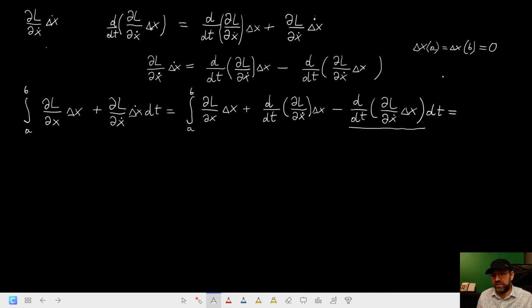a minus this function from b minus this function from a, which will be 0 because delta x from a and b is 0. So that part disappears. And this is the most important trick that I'm happy I didn't miss. This is the most important trick when we are deriving Lagrange equations.